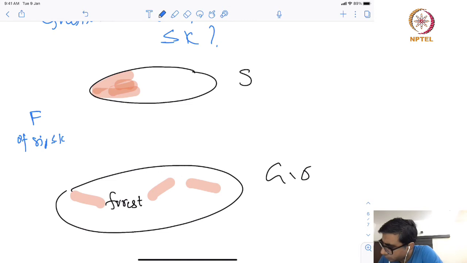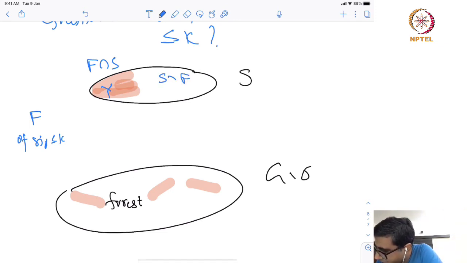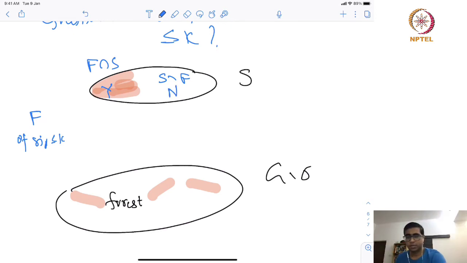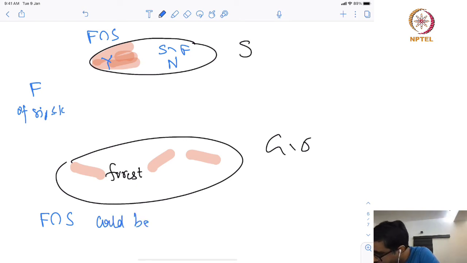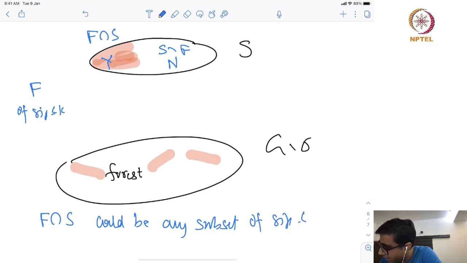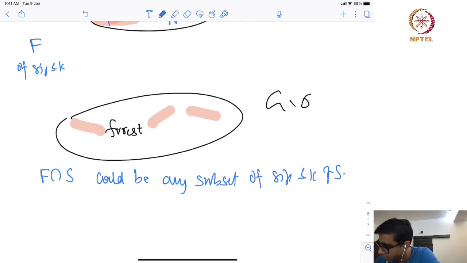So let's call F intersection S, this part, Y, which means yes, I will take you into my solution. That is why I am writing Y. And this is S minus F, I am going to write N. Now ask yourself, how many potential choices of F intersection S are there? So, F intersection S could be, we do not know, any subset of size at most k of S.